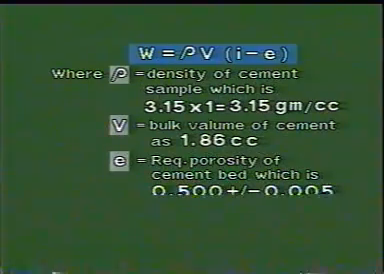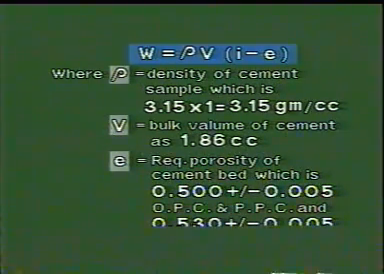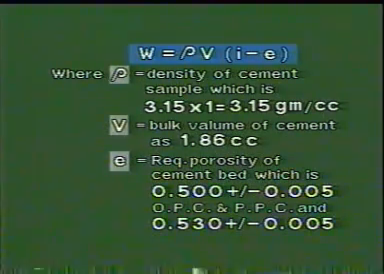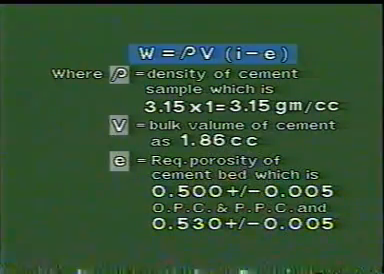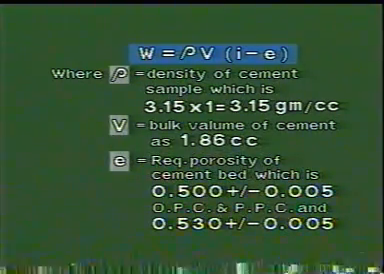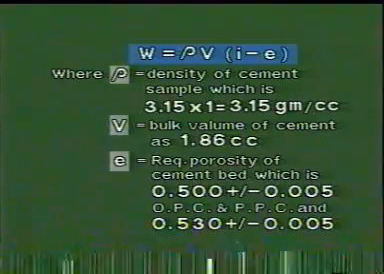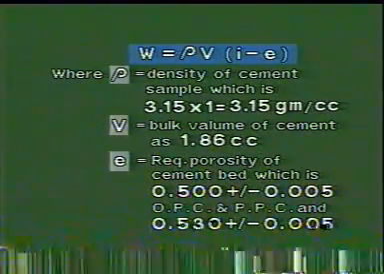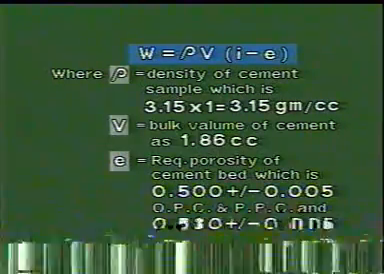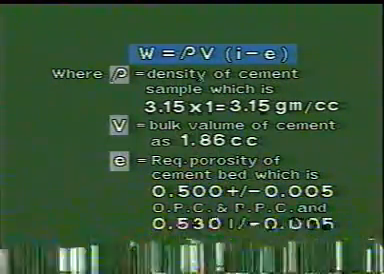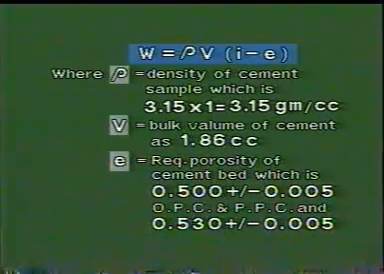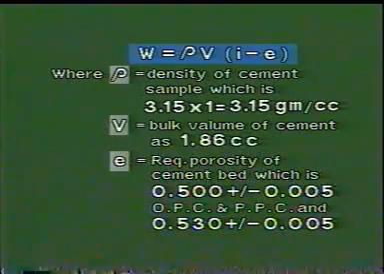Small e is the required porosity of cement bed, which is 0.500 plus minus 0.005 for OPC and PPC, and 0.530 plus minus 0.005 for high early strength cement.